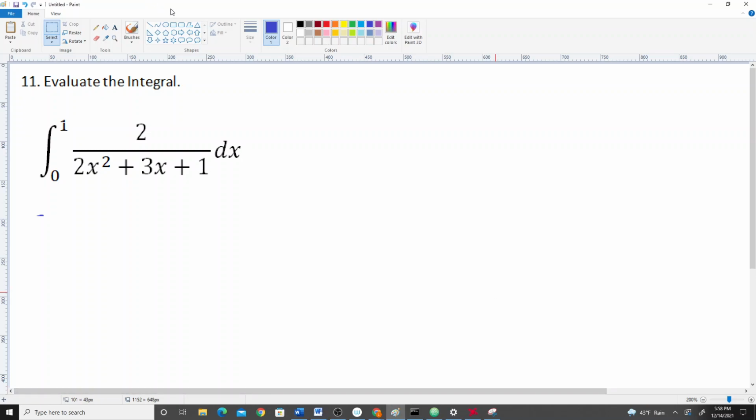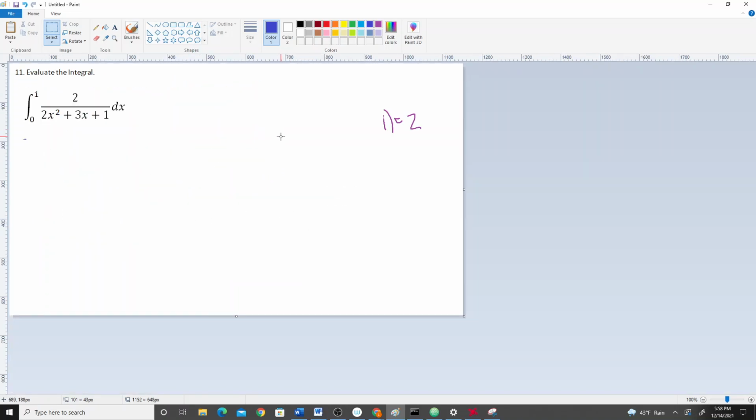Today we have the integral from 0 to 1 of 2 over 2x squared plus 3x plus 1. Can't do long division here. This is a partial fraction decomposition problem. So the first thing you want to do is get the denominator factored.